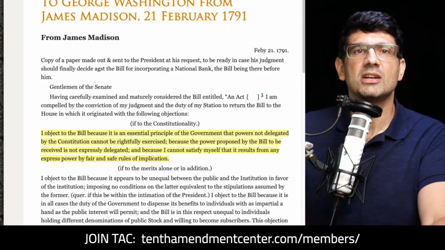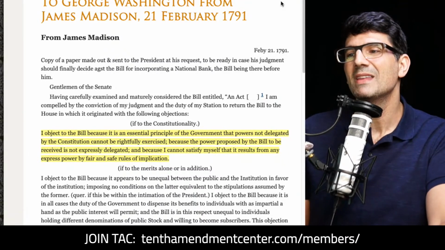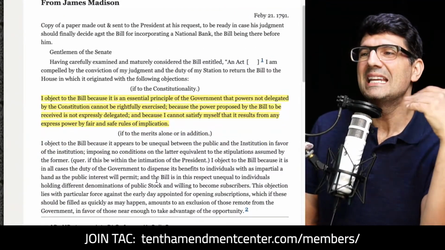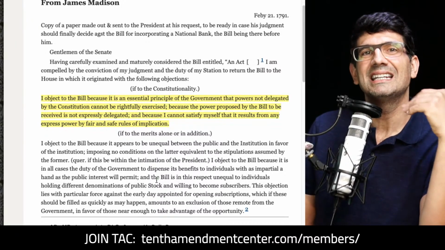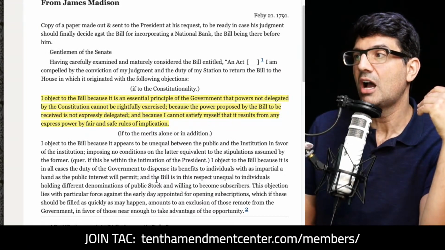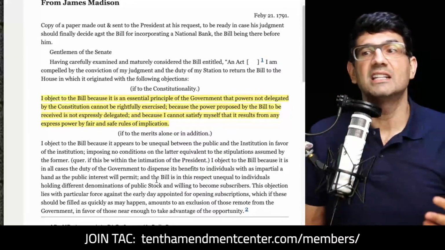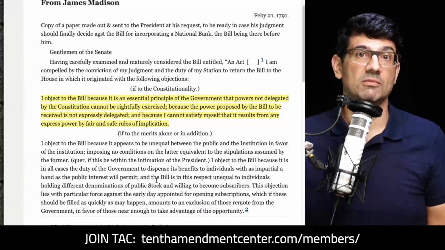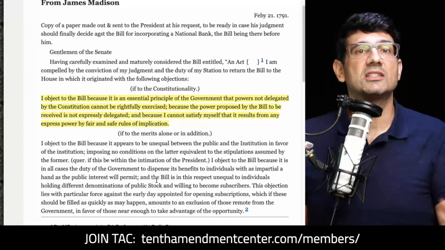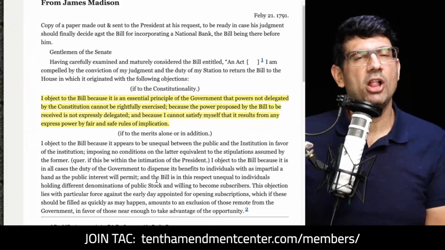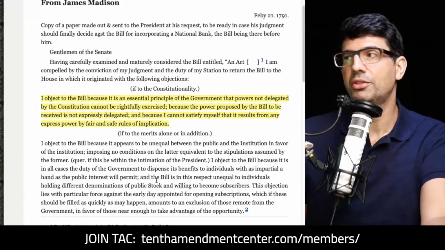This is a 10th Amendment argument through and through. And then he had a much longer one that I'm not going to go through, but you can read. I will link to this letter to George Washington in the show notes at 10thamendmentcenter.com/path to liberty. And that was if Washington decided to veto on the merits or in addition. So he could say, look, this is unconstitutional, or I just think it's bad policy, or he could say both.